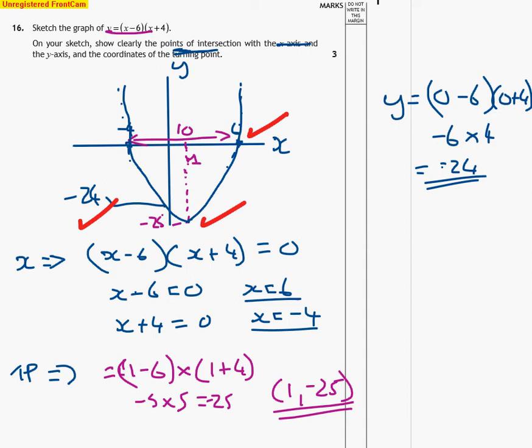So maybe showing it like this wouldn't be enough. You may just have to write the coordinate next to it. But here, again, I would just write the coordinates, so for the x-intercepts, I'd put (6, 0) and (-4, 0). And then for this, I'd say (0, -24). Just to be really exact. Okay, so that was sketching the graph. Nice and straightforward.